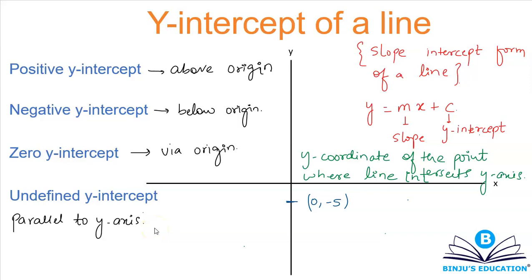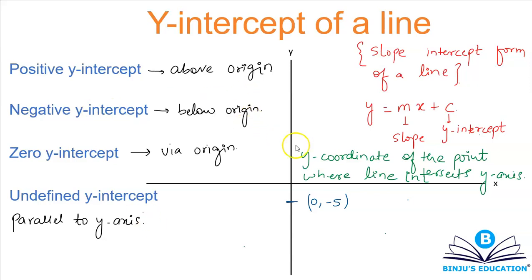Whenever the line is parallel to the y-axis, the line will never intersect the y-axis and the intercept will be not defined, or undefined. So these are basically the four types of y-intercepts. Same thing we can say for the x-intercept also.